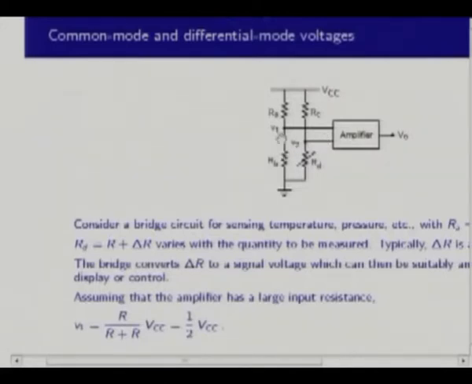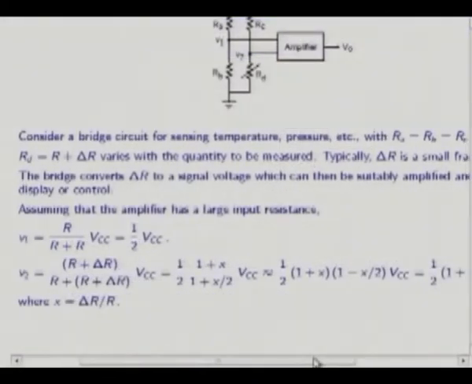In that case, V1 is going to be simply RB by RA plus RB times VCC, and that is just half VCC. So V2 is RD, which is R plus delta R, divided by RC plus RD, which is R plus R plus delta R, times VCC. So if I put X, a small number, the fraction as delta R by R, then I get half times (1 plus X) by (1 plus X by 2) times VCC.